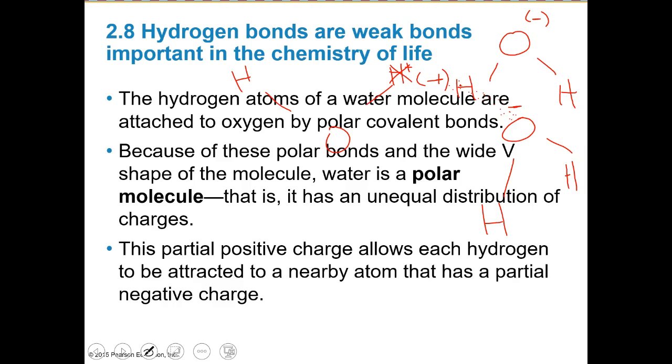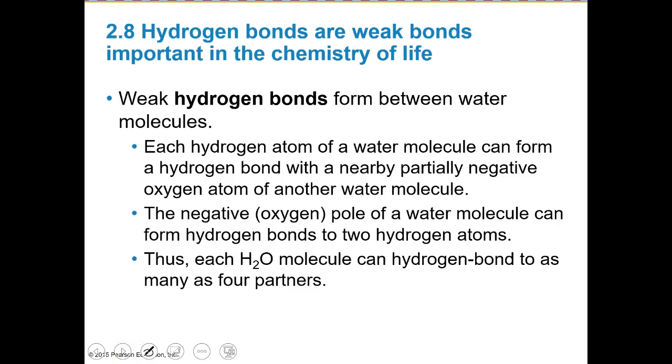We'll do some activities. So, because of this weird V-shape, water's polar, and it's got unequal distribution of charges. The partial positive charge allows each hydrogen to be attracted to a nearby atom that has a partial negative charge. So with my ugly picture, we'll look at a better one in just a second. Weak hydrogen bonds form between water molecules, so between different water molecules. Each hydrogen of water can form a hydrogen bond with a partially negative oxygen. So it's always hydrogen to oxygens. I'm going to put it's a dotted line type thing because it's not an actual bond, it's just an attraction.